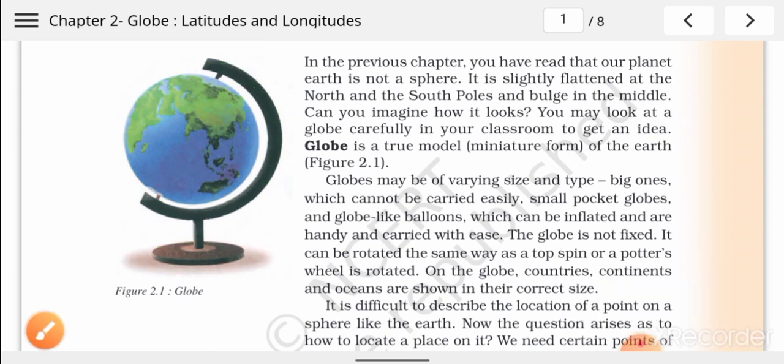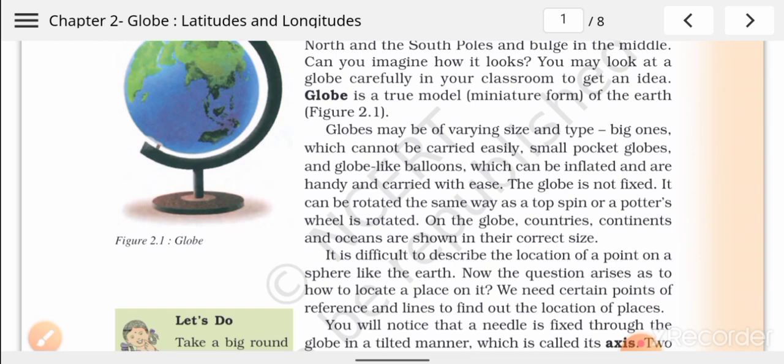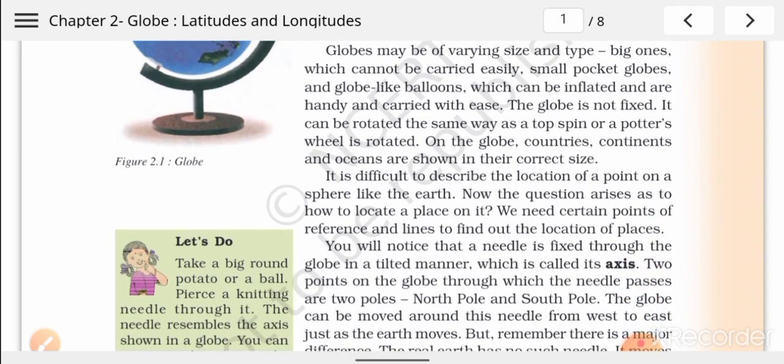So globes may be of varying size and types. There are three sizes: big ones which cannot be carried easily, second small pocket globes, and third globes like balloons which can be inflated and are handy and carried with ease. The globe is not fixed. It can be rotated the same way as a top spin or a potter's wheel is rotated. On the globe, countries, continents, and oceans are shown in their correct size.